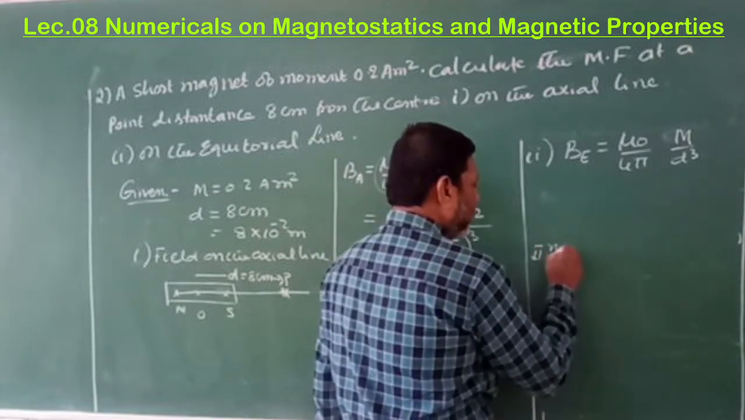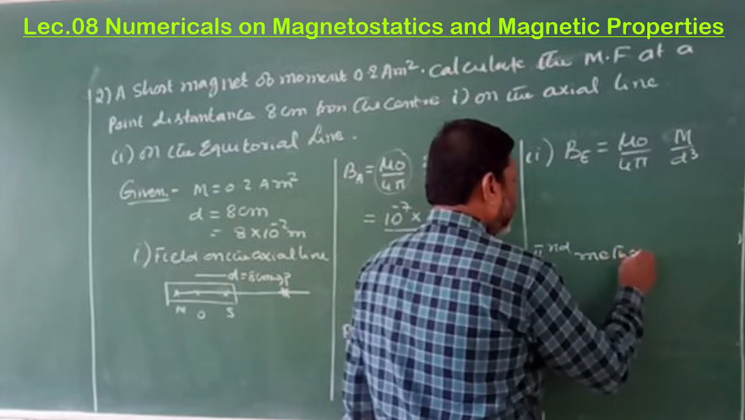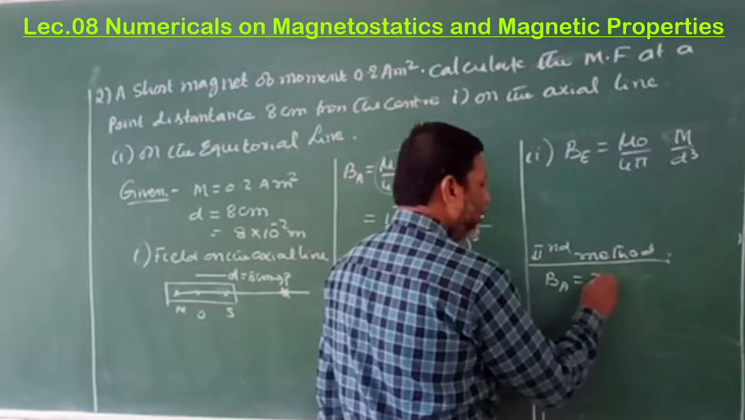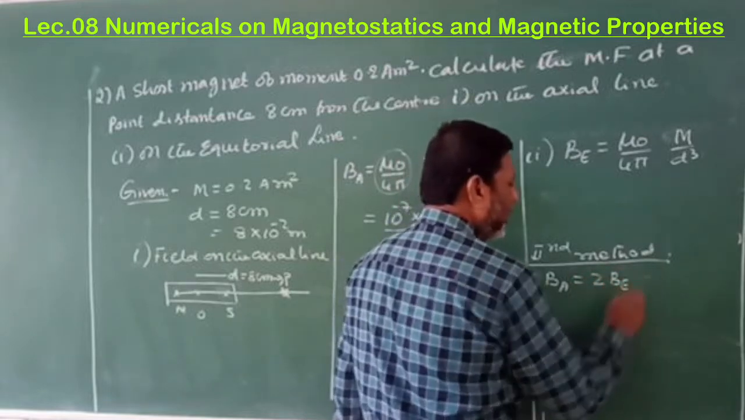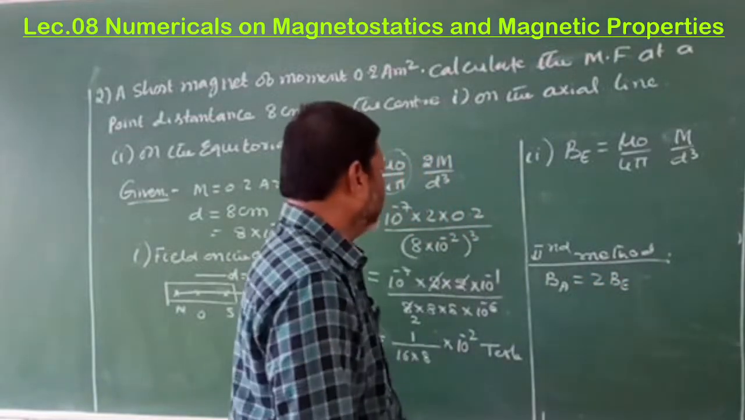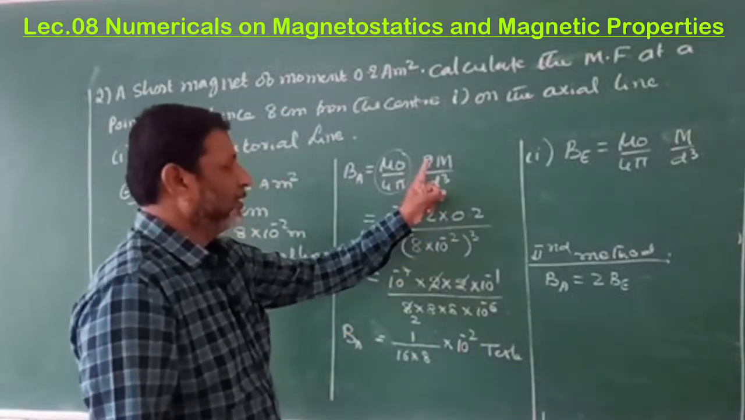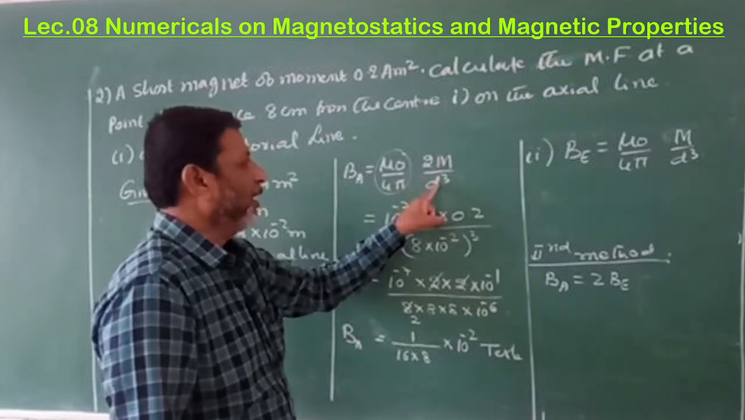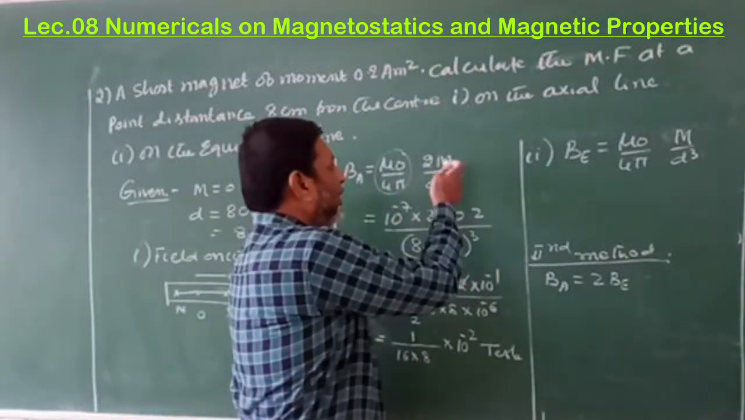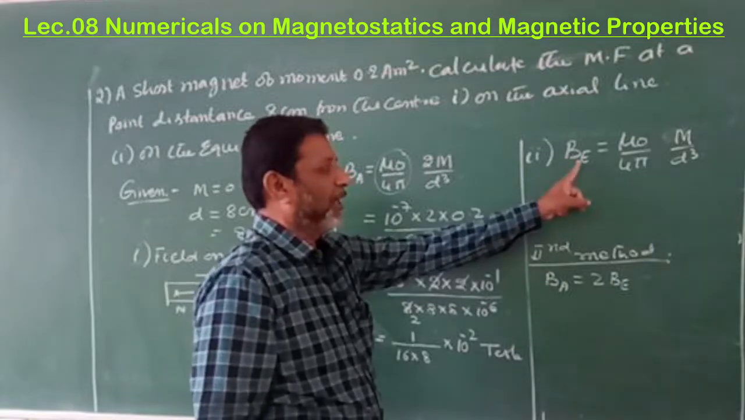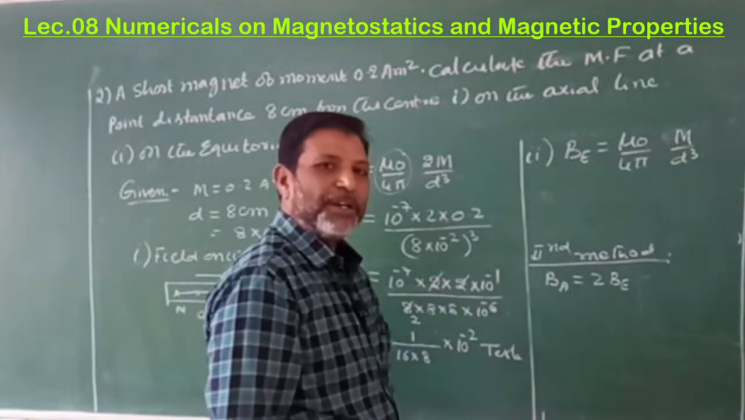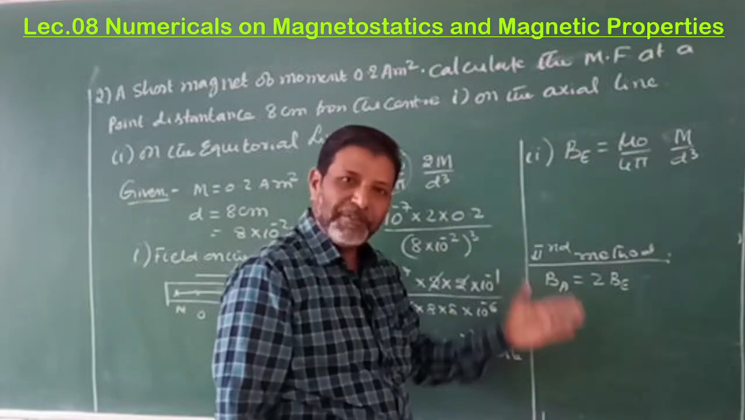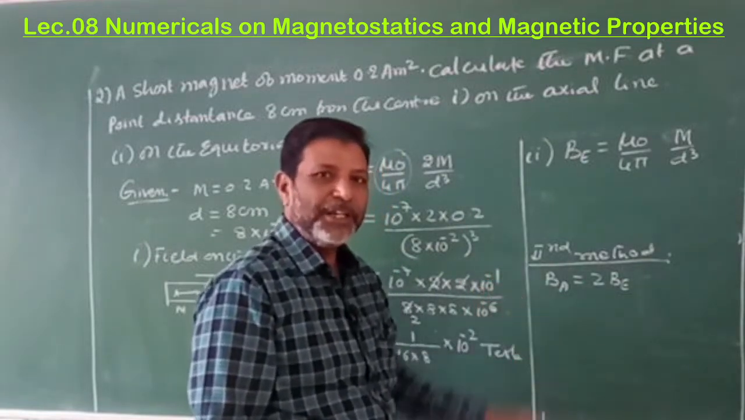It is the second method. Here, you know that the field along the axial line is equal to 2 times the field along the equatorial line, isn't it? Because from this equation you can see it, if you write 2 here, then what will happen is mu naught by 4 pi, m by d cube into 2 you get, and that value is nothing but the field along the equatorial line. That means 2 times this one. This is what we have already proved while discussing the derivation of the field along the axial line and the equatorial line.